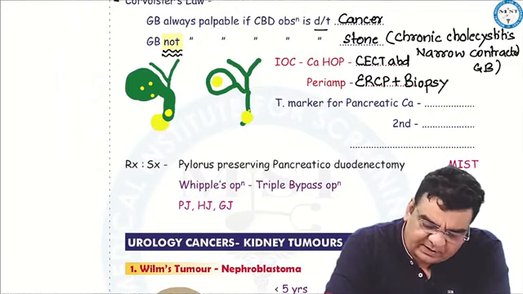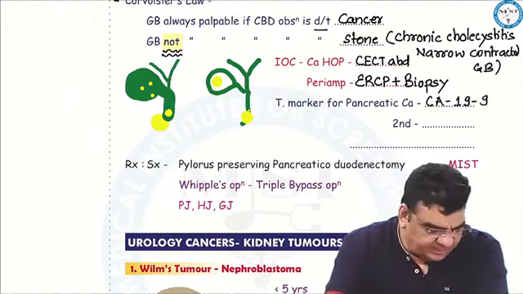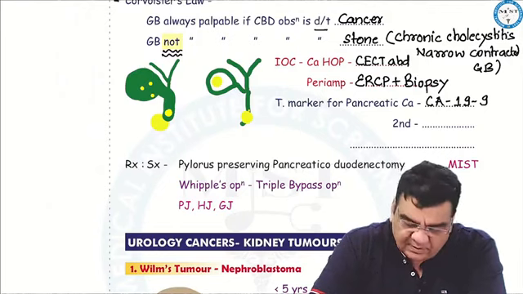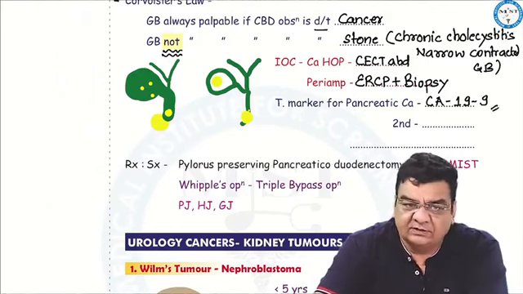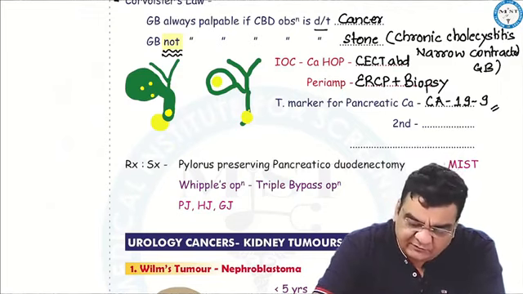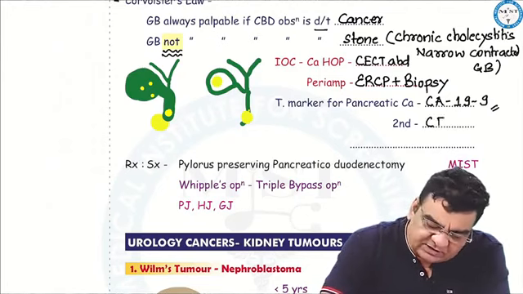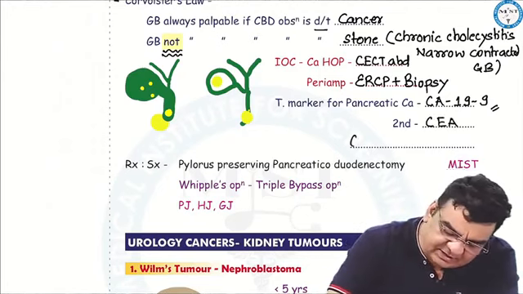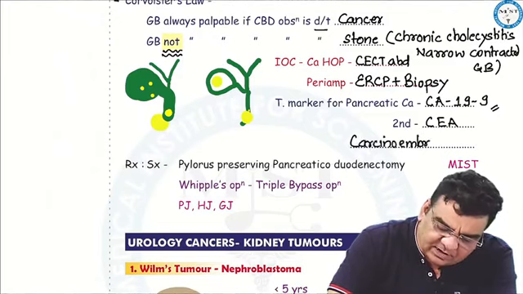Tumor marker for pancreatic cancer is CA19-9. This is a pathology question. No controversies, beta. If you have CA19-9 in the options, that is the best answer for tumor marker for pancreatic cancer. If CA19-9 is not given in the options, then you can go for CEA. CEA is carcinoembryonic antigen.